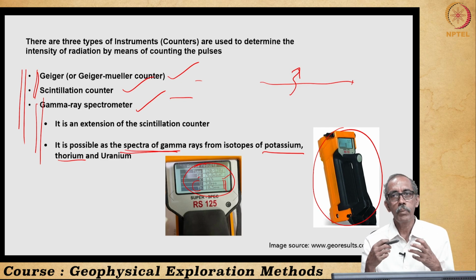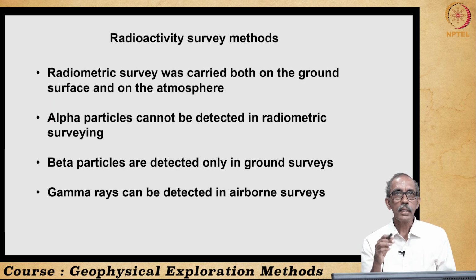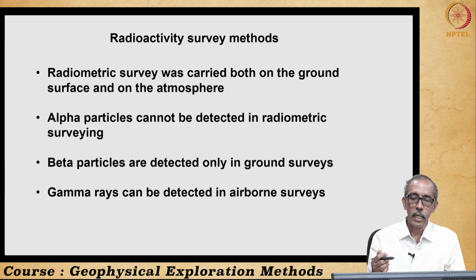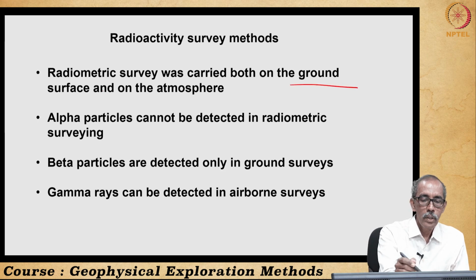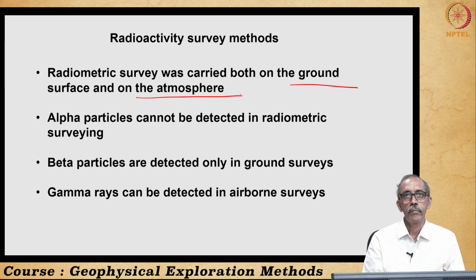So, this is how we are able to quickly assess the concentration of radioactive minerals below the surface of the earth using a gamma ray spectrometer. After having looked into the instruments, let us see how the survey is carried out. A survey can be carried out both on the ground as well as from the atmosphere, right. Survey can be carried out from the surface of the earth and also from the atmosphere.